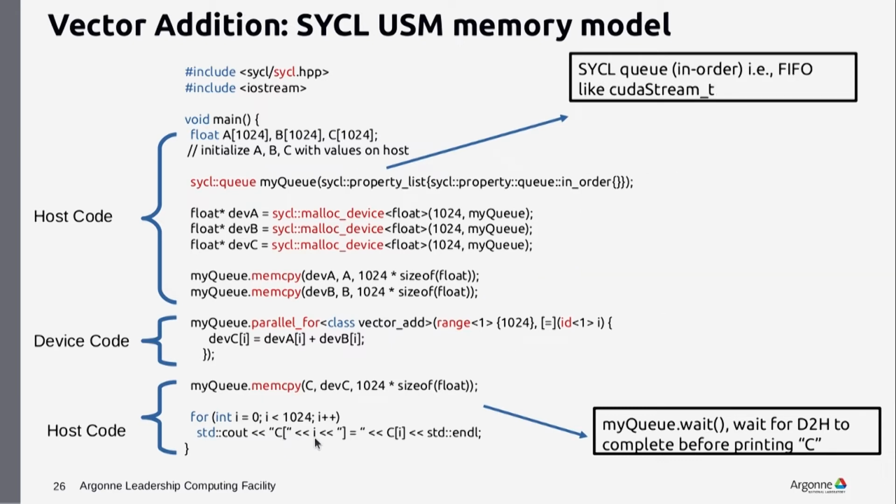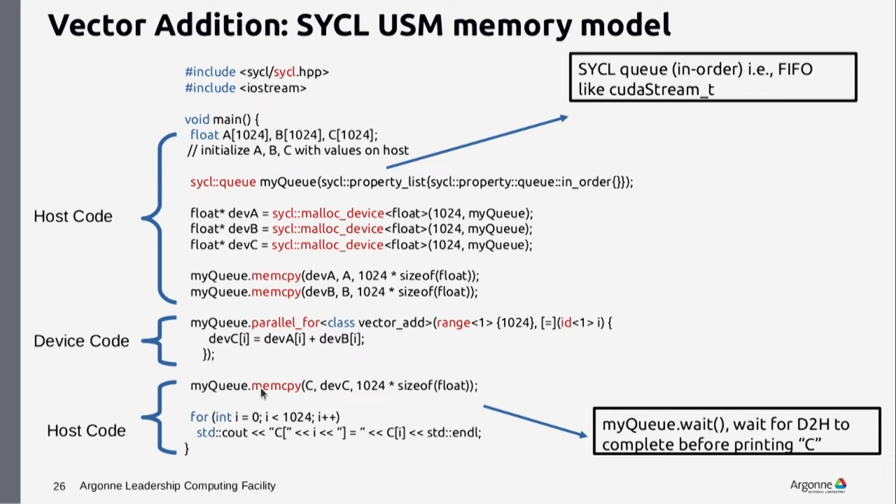The other way is to just put in-order as the property. If you put in-order as a property, this mimics CUDA streams. CUDA streams are FIFO, right? So first in, first out. Whatever task you submit to the queue executes first. So A gets done first, then B, then C. So it's all in a synchronized manner. So you don't need that many waits.